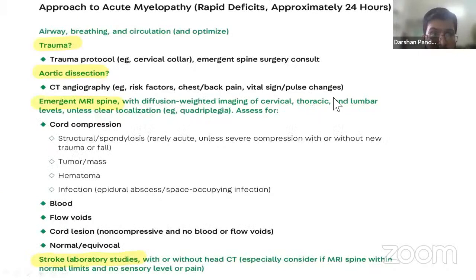Talk about the approach to acute myelopathy. First, we need to secure airway, breathing, circulation. We need to rule out trauma and aortic dissection. Emergent MRI is fine. We need to do it to rule out cord compression or flow voids, and blood or stroke investigations we need to send.